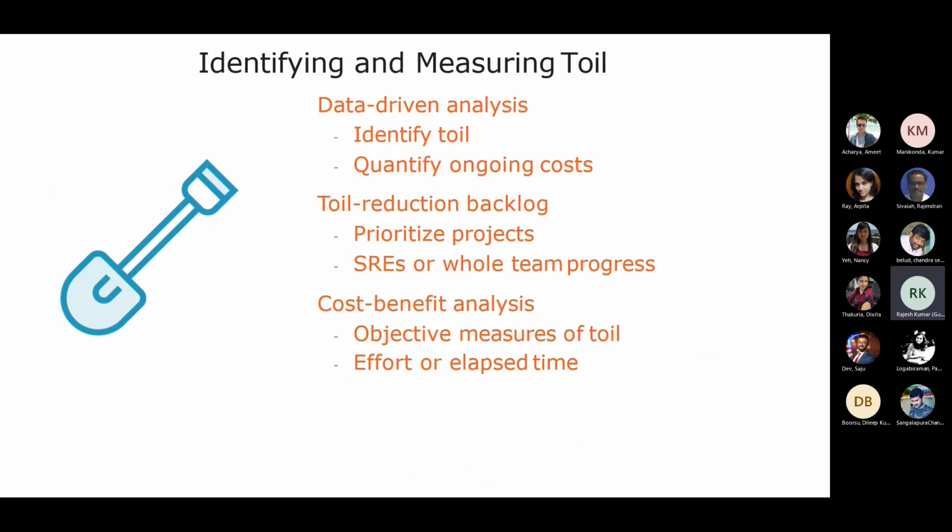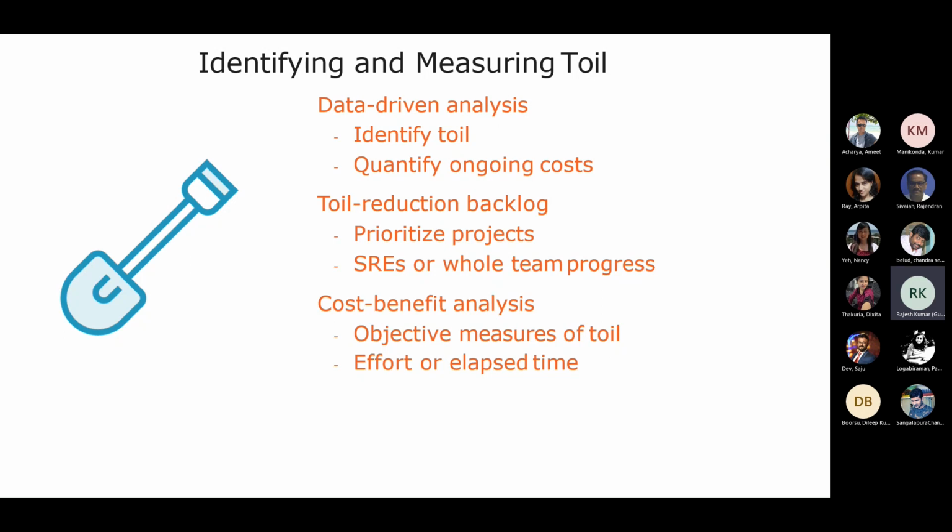Data-driven analysis: identify the toil, quantify the ongoing cost, and estimate how much it will cost us to fix it. And see how much toil reduction backlog there is. Prioritize the projects, which are important and which are not, and see the overall progress. See the cost-benefit analysis, which is good and which is not. I mean, which is costly to fix and which is not costly to fix. All this, you have to have a checklist.